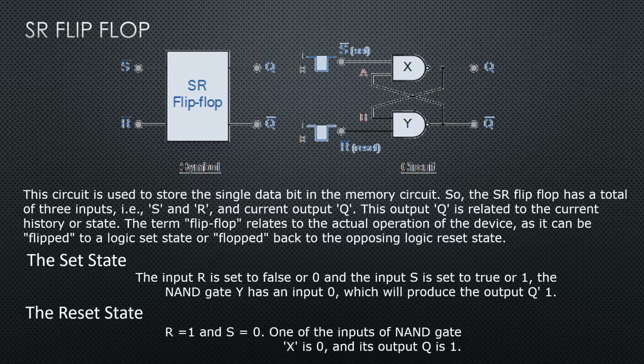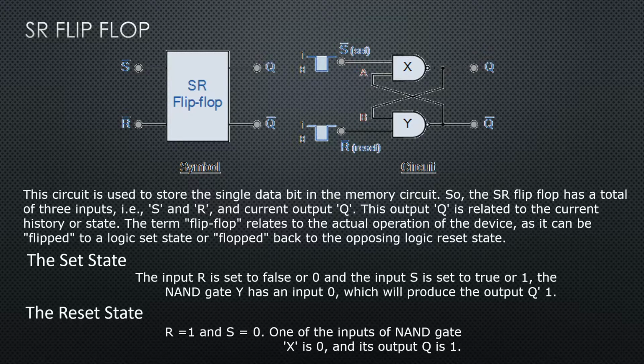SR flip-flop. This circuit is used to store a single data bit in the memory circuit. So the SR flip-flop has a total of 3 inputs. S and R are the inputs, and Q is the output. This output Q is related to the current history or state.